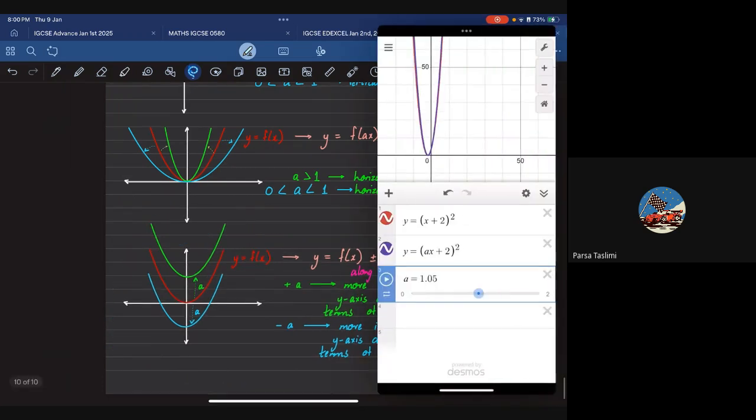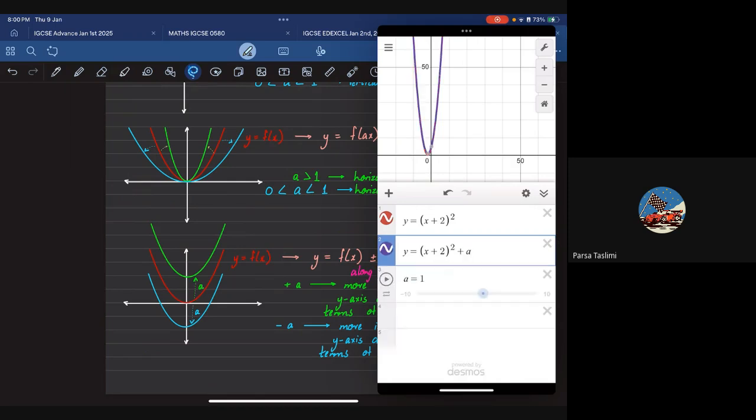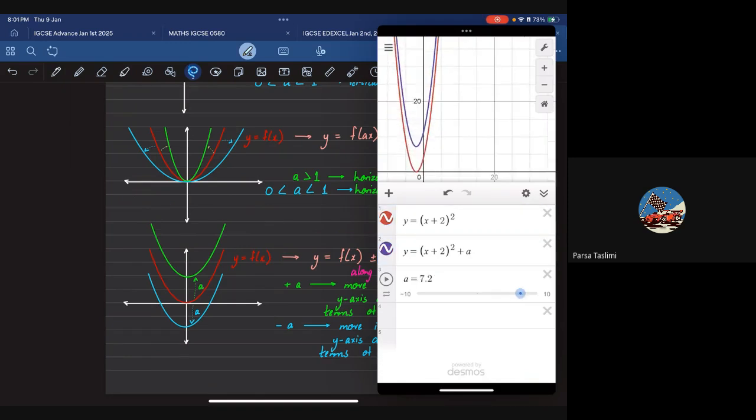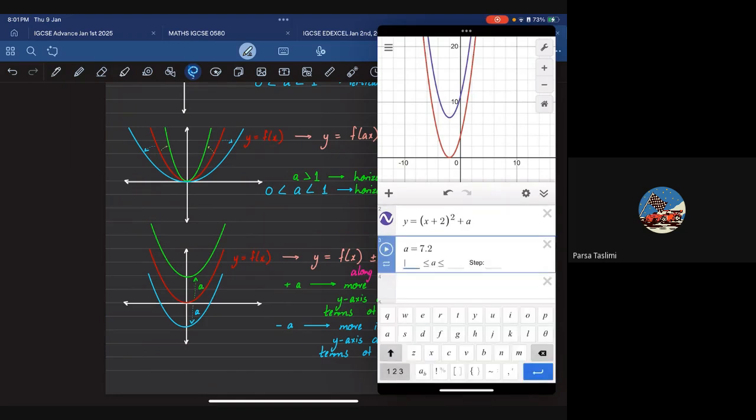But let's see this. I'm going to keep this, and this time around, I'm going to add something to the entire equation. Let's just add a and add slider. So if I add something to the entire equation and whatever value, you can clearly see my graph is moving upwards. Wait, let me put it from between 0 and 10.